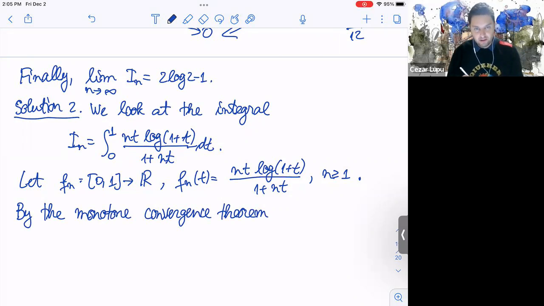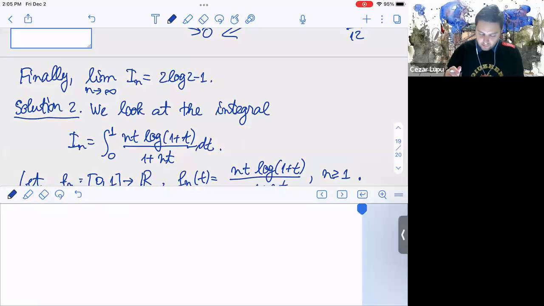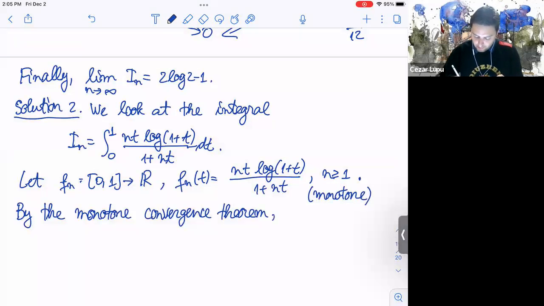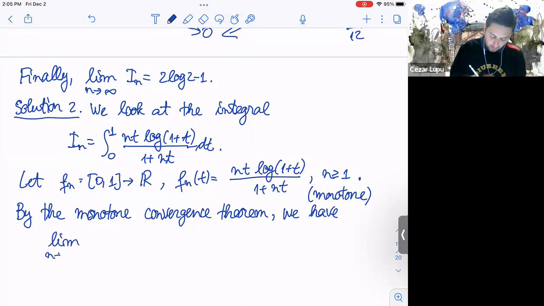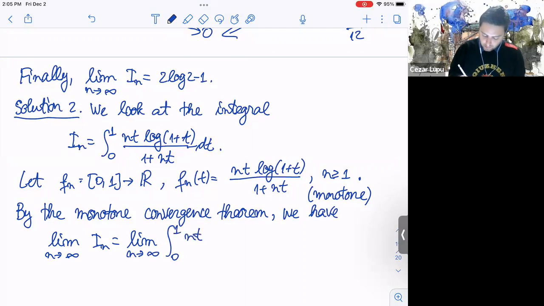these are some details here. I think this sequence is monotonic anyway, increasing, decreasing, monotone. So by the monotone convergence theorem, we have that the limit of the integral is nothing else than the limit as n approaches infinity of this guy here.